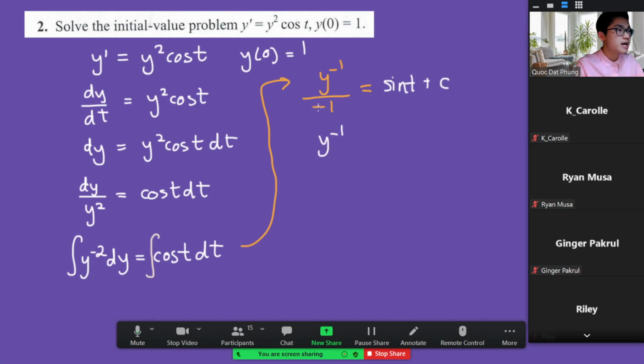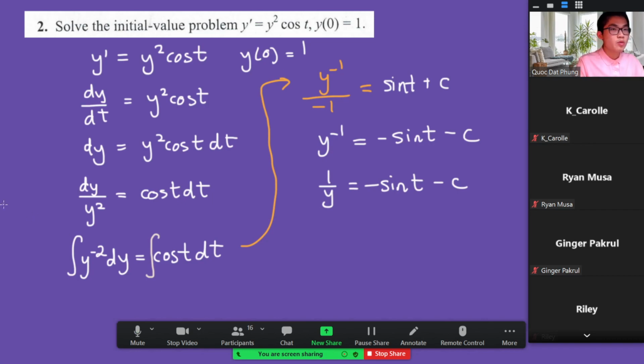We multiply both sides by -1, we get this. You can see here that I put the minus c. But remember, c is just a constant. It's a number that we don't really care about. So we can write it as plus c, okay? Because it doesn't matter, c can be plus or minus. But if you like it as a minus sign, then it's fine. Now this is the same as 1 over y is equal to minus sine t minus c.